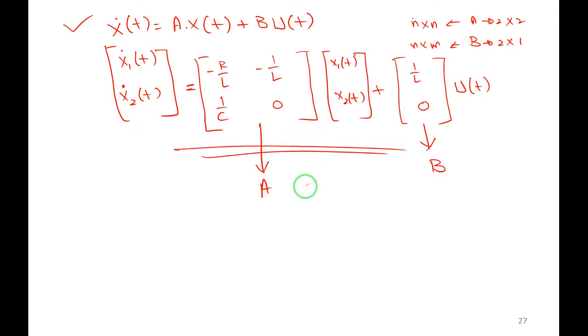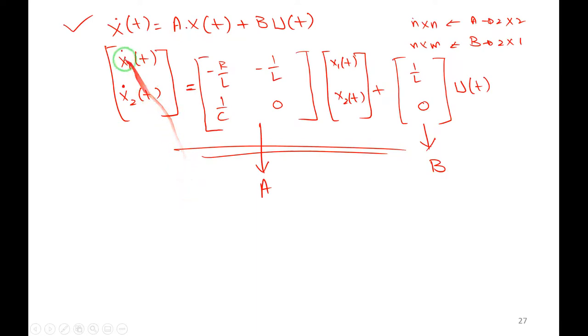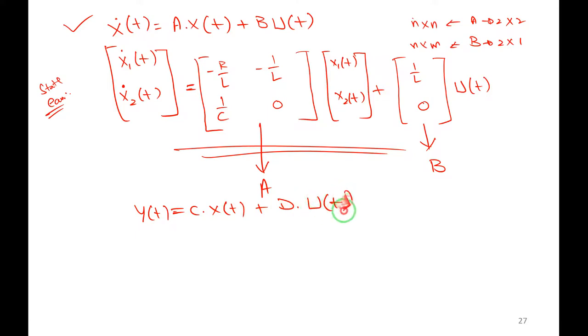Then similarly we have to write the output equation in the vector form. This is what we have written for the state equation. Then for the output equation, let me write the general equation: y of t is equal to C into x of t plus D into u of t. This is the general equation.